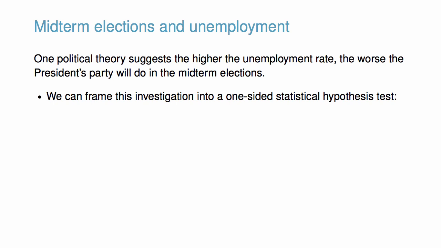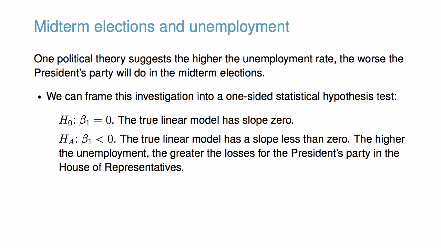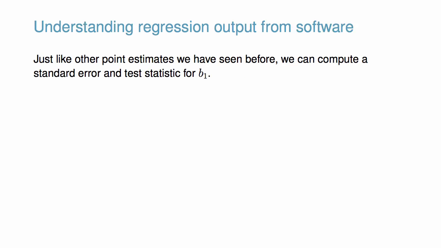We can frame this investigation using a one-sided statistical hypothesis test. The null hypothesis is that the true linear model has slope, represented by beta 1, of 0. The alternative hypothesis is that the true linear model has slope of less than 0. The alternative hypothesis would imply the higher the unemployment, the greater the losses for the president's party in the House of Representatives. Just like other point estimates we have seen before, we can compute a standard error and test statistic for the point estimates of the slope.